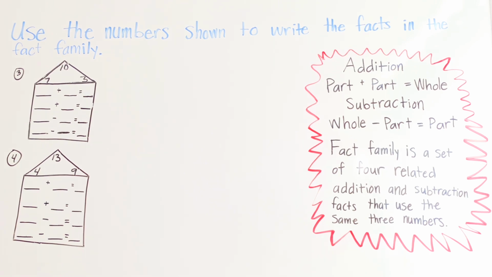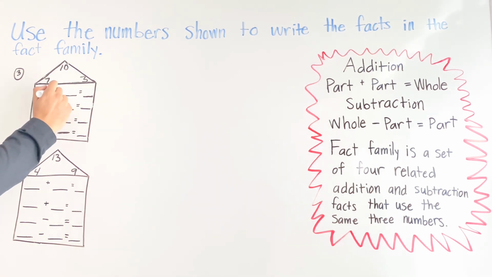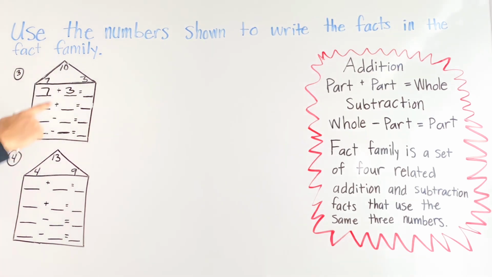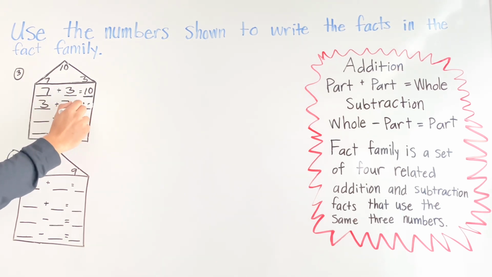Okay, so let's start with number 3. We have 7, 3, and 10. So we're gonna start with 7. 7 plus 3 equals our other third number, which is 10. And then we're just gonna switch our 7 and 3, our parts. So we have 3 plus 7 equals 10.